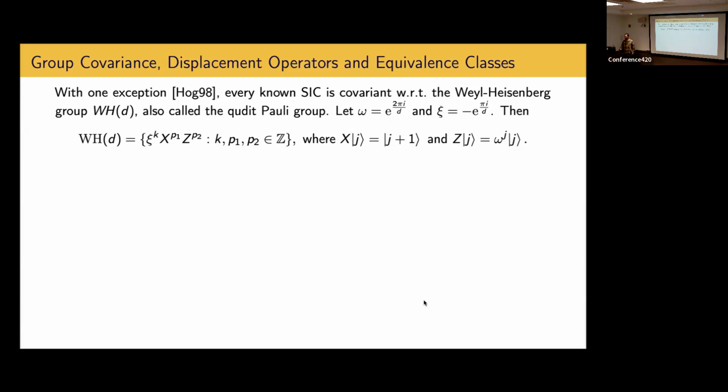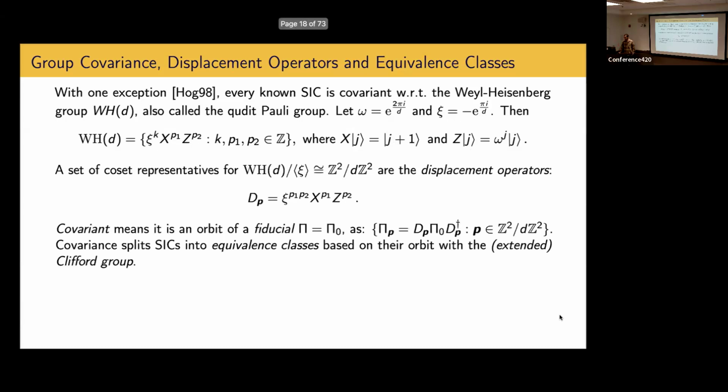So this is just the group of Qdit shift and phase operators. So I have a dth root of unity, and it turns out to be convenient to take minus the square root of that as the generator for the center. And then I can shift, or I can shift in phase. And then I look at the group generated by those two operations. Okay, so this is the Qdit Pauli group or Weil-Heisenberg group.